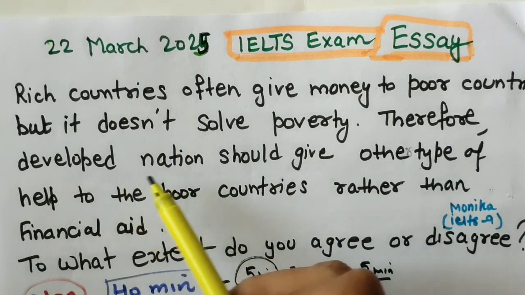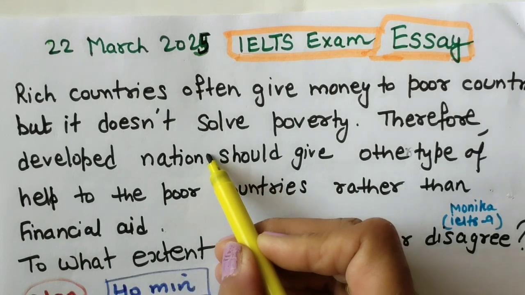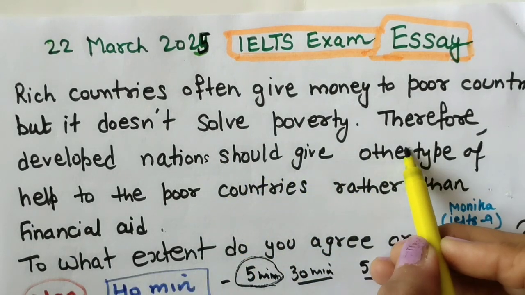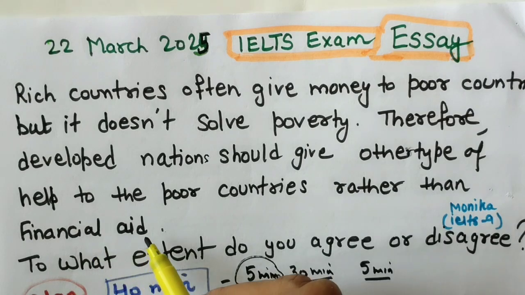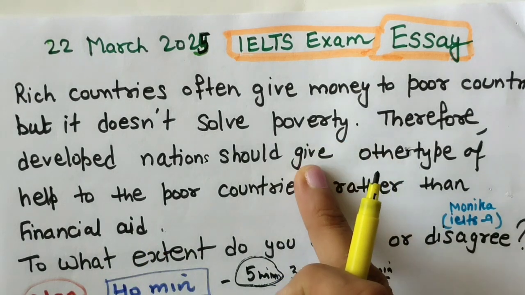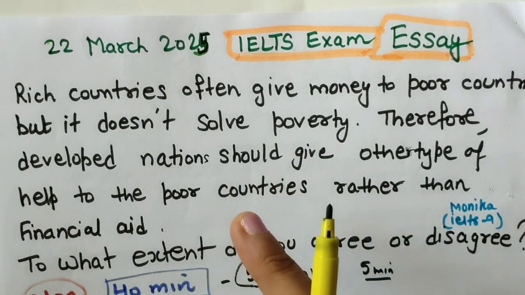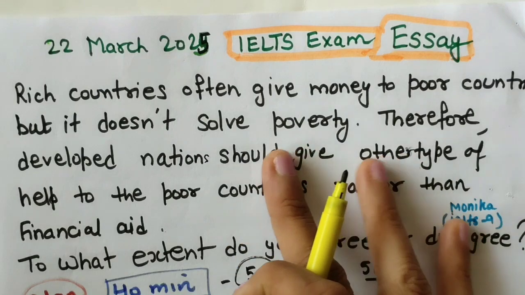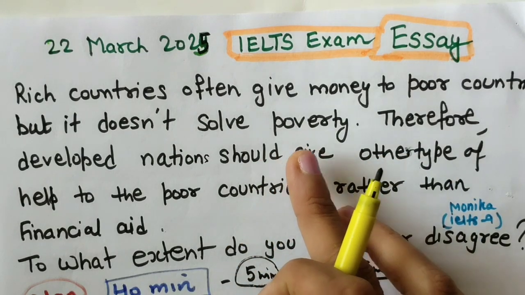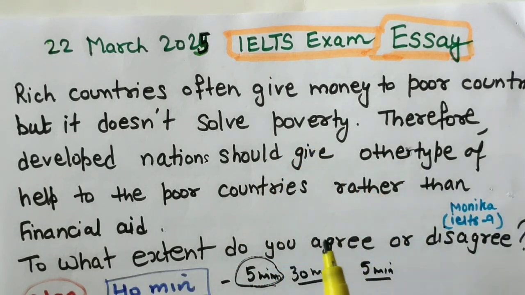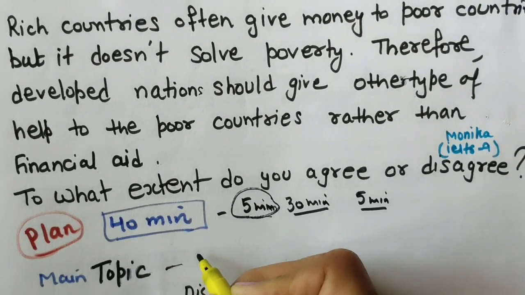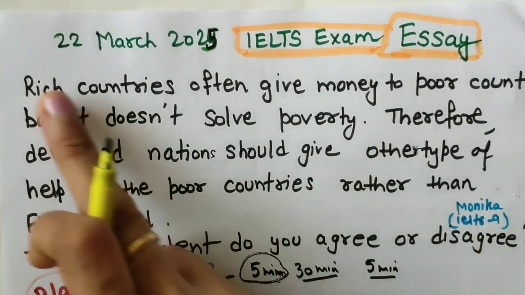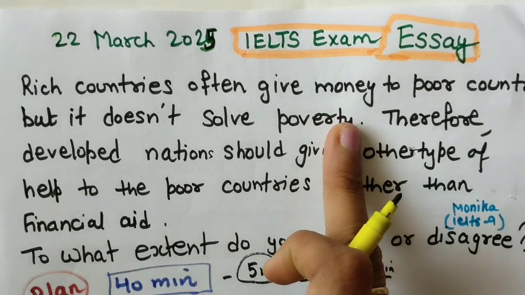Rich countries often give money to poor countries, but it doesn't solve poverty. Therefore, a developed nation should give other type of help to the poor countries rather than financial aid. Okay, so read it again, pause the screen and read it. So what is the main topic? If you can understand, please text me, then I will write the main topic here. Yes, from here to here they have given the statement.